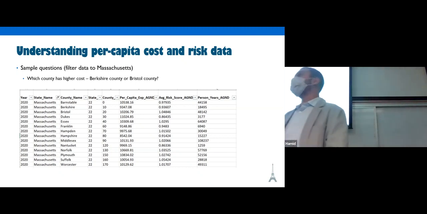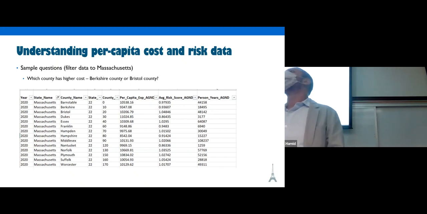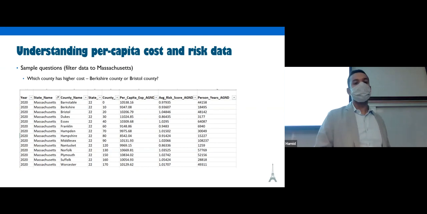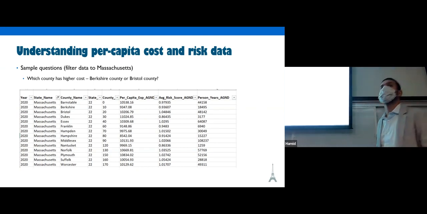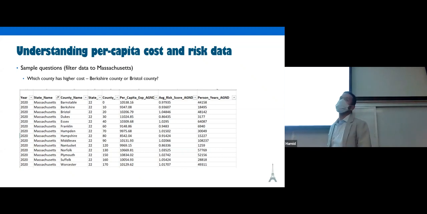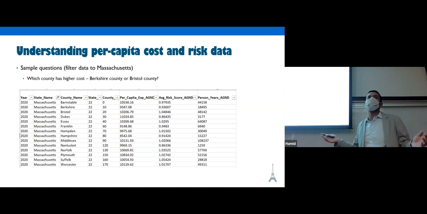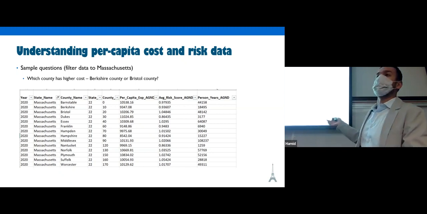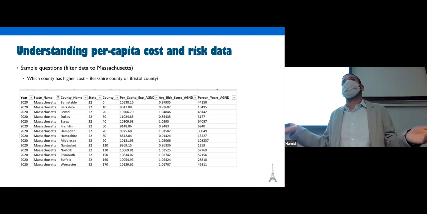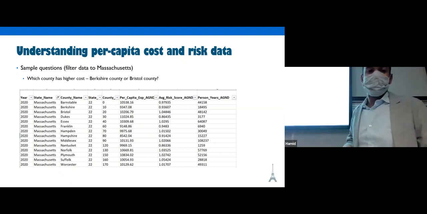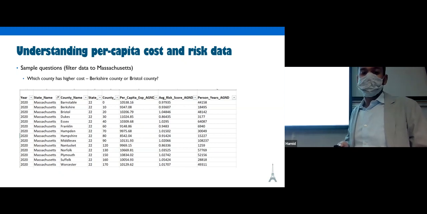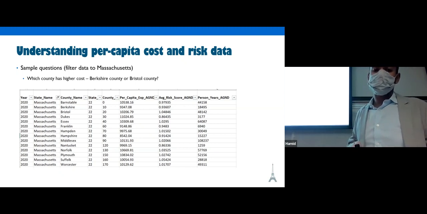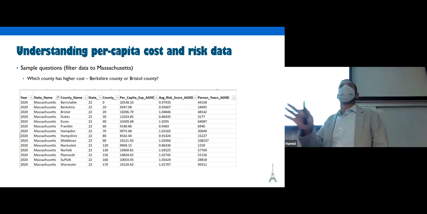We have another hand in the class. Go ahead. Any other reason why Berkshire might actually have higher cost? We've already covered the per capita cost and the person years is not the answer. So there's only one other variable left, right? I mean, it's the risk, but for Berkshire, it's lower than the Bristol. Yeah, that's exactly it. So did everyone catch that?